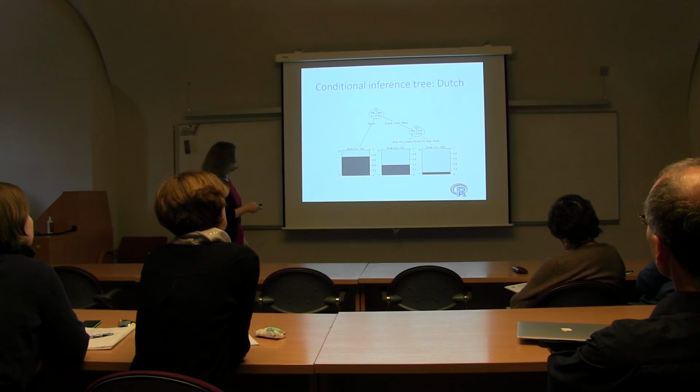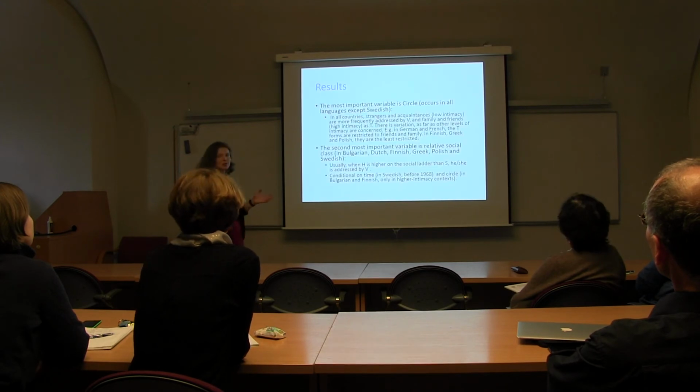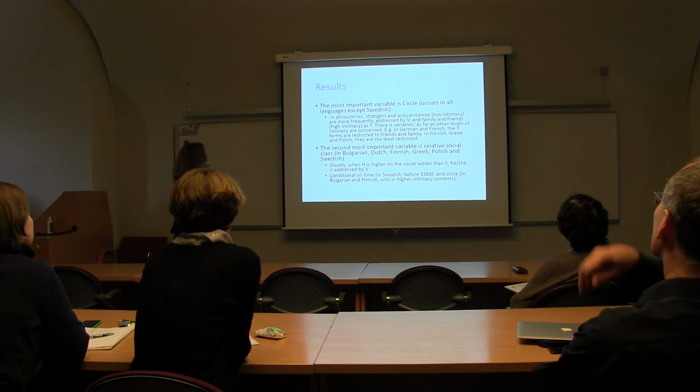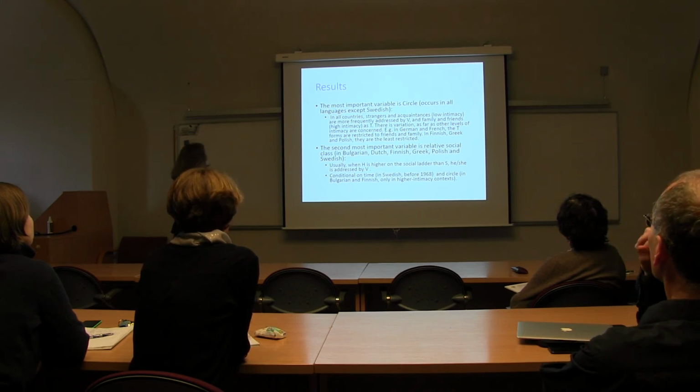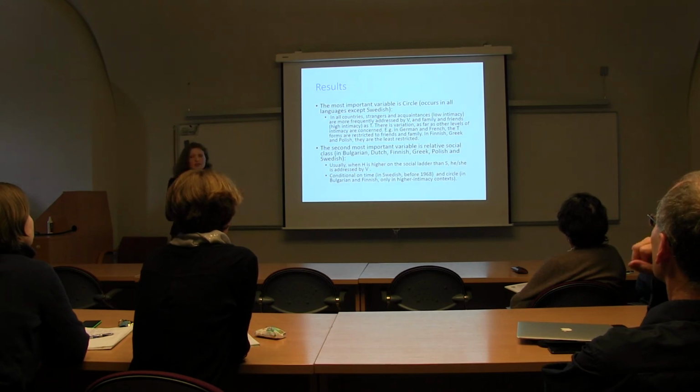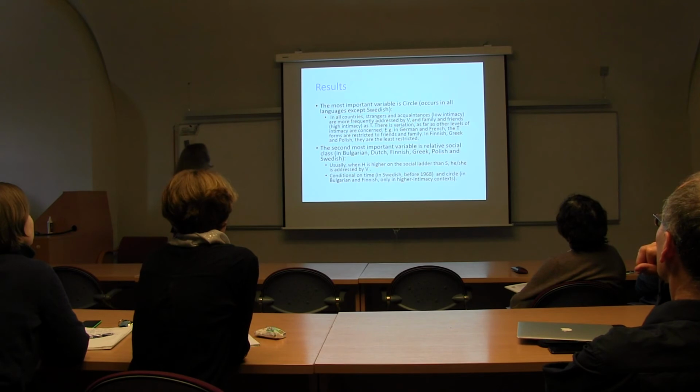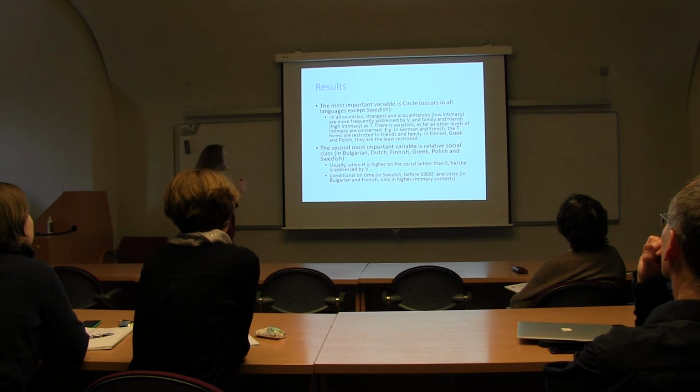When I looked at all the trees, I made the following conclusion. The most important variable everywhere is circle. This is the solidarity variable, as predicted by Brown and Gilman. It appears in all trees, in all languages, except for Swedish, interestingly. In all countries, strangers and acquaintances are addressed more frequently with V, and family and friends with T.